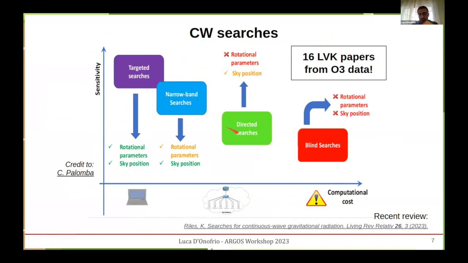Then you can relax the assumption on the source, or maybe you don't have the information about the source, and so you perform different kinds of analysis. But these are multi-template searches because you have a parameter space to explore, and so you increase the computational cost of the analysis, but decrease, of course, the sensitivity. And from all three data runs, we had 16 collaboration papers on the different kinds of analysis targeting continuous signals. Let me say here that we have no detection of continuous signal from any of the searches that we have performed.